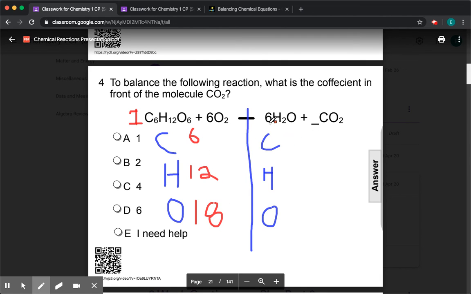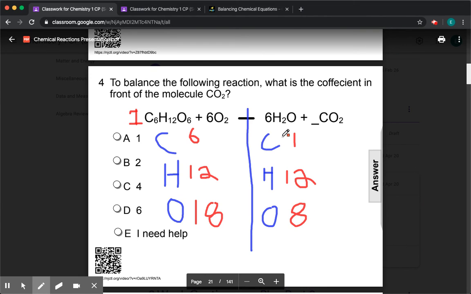Let's look at the right. Pretend there's an imaginary 1 there. If there's a 1 there, that means right now we have 1 carbon. We have 12 hydrogens. And right now we have 6 plus 2, so 8 oxygens.